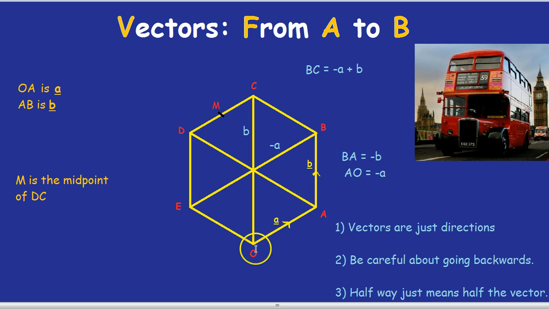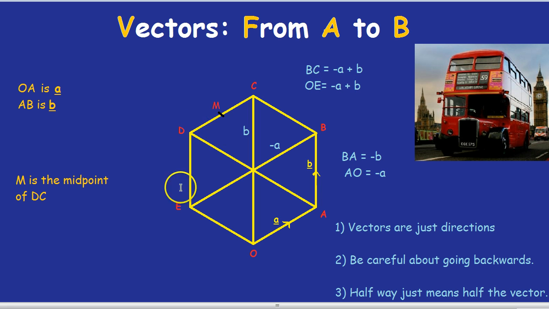Let's do another one. What about O to E? O to E seems difficult. We might have to do some rerouting again. But actually, O to E, that's the exact same direction as B to C. So O to E is also going to be minus a plus b.